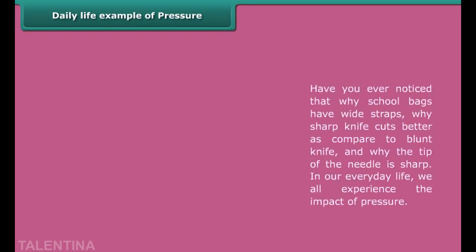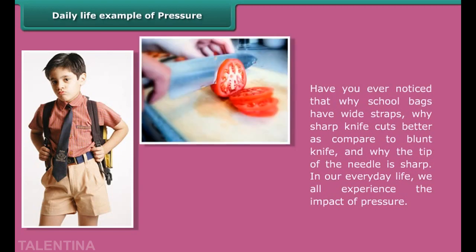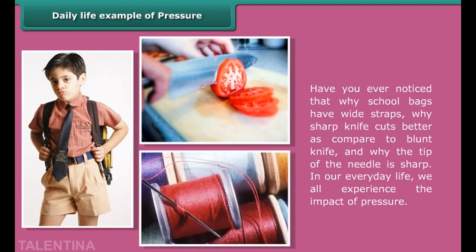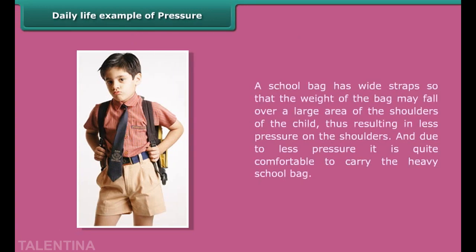Have you ever noticed why school bags have wide straps? Why does a sharp knife cut better as compared to a blunt knife? And why is the tip of the needle sharp? In our everyday life, we all experience the impact of pressure. A school bag has wide straps so that the weight of the bag may fall over a large area of the shoulders of the child, thus resulting in less pressure on the shoulders. And due to less pressure, it is quite comfortable to carry the heavy school bag.